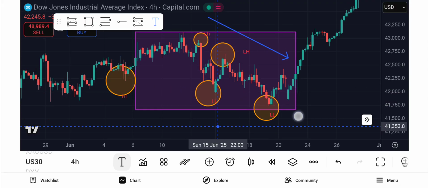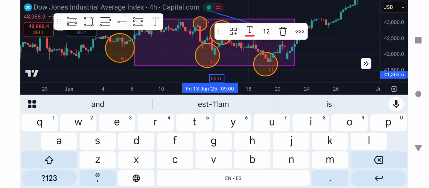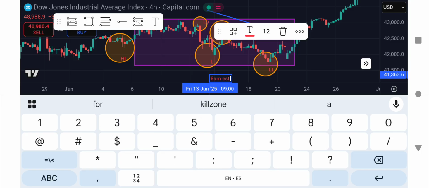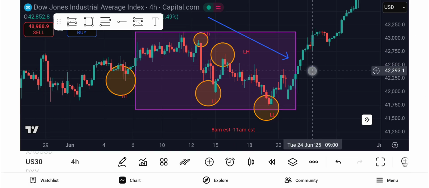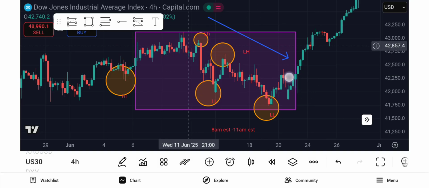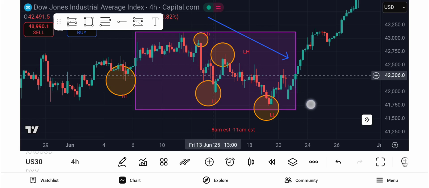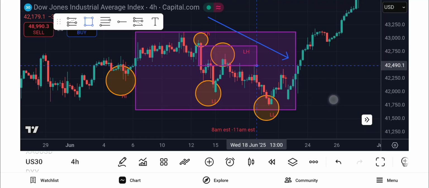Doing 8 a.m. Eastern Standard Time to 11 a.m. Eastern Standard Time, right? So what is this? A fair value gap, right? There's a fair value gap here. Once it broke down and formed this lower low, there's a fair value gap that was here. You could go ahead and make a fair value gap. Candle 1, 2, 3. So right here, stretch that out, right?